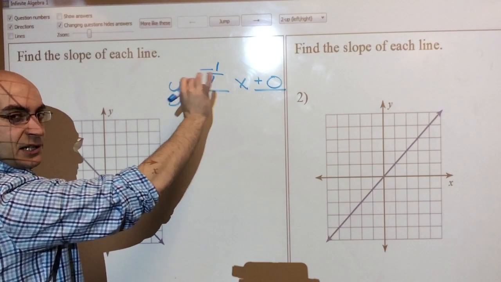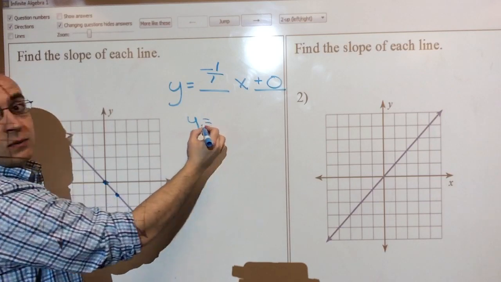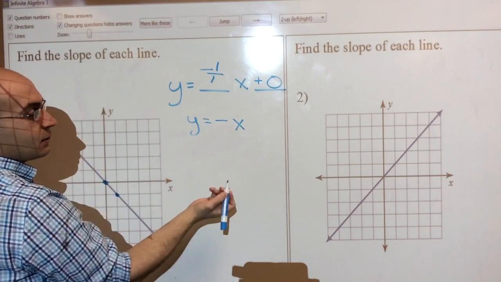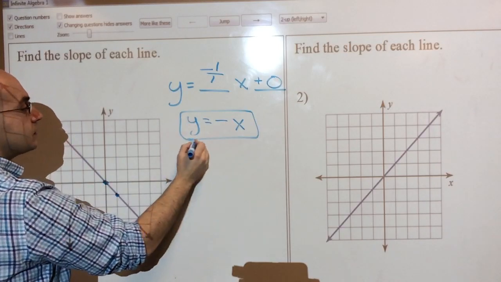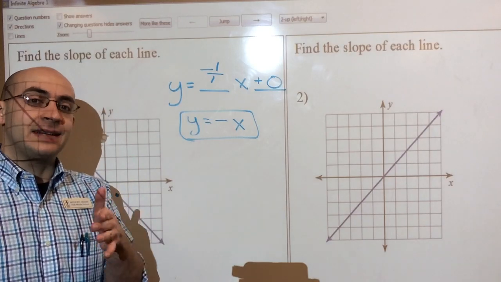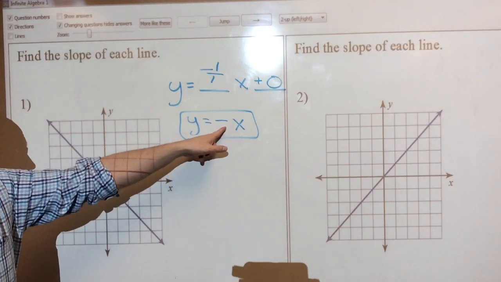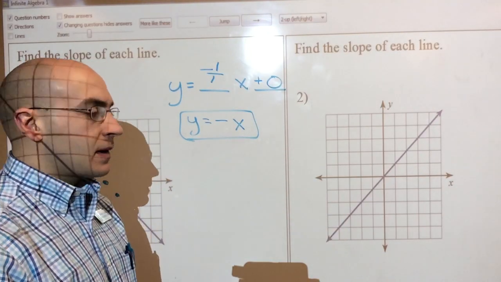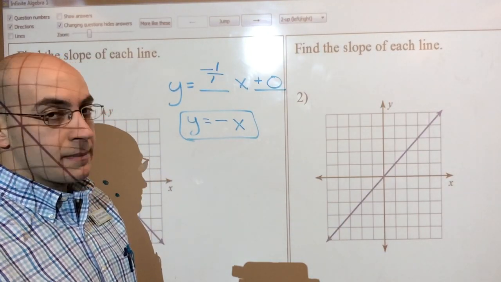I'm going to clean this up a little bit. It's going to be y equals negative 1x, or negative x, plus 0, which you don't have to write. This is my final answer. The line is going downhill, which means it has to have a negative slope, and negative 1 is the slope. Pause me, go ahead and see what you can do for this problem, and then we'll come back.